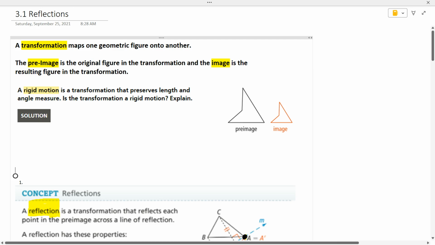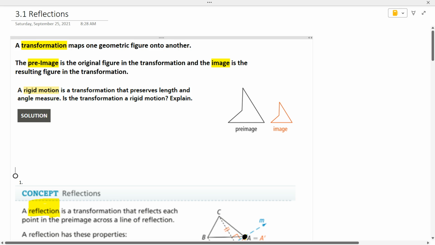So transformation maps one geometric figure onto another. And like I said, we're going to do translations, reflections, and rotations in here, and then we'll do combinations of those three. Okay? So today we're going to focus on reflections, which is a transformation that reflects a point in the preimage across the line of reflection.